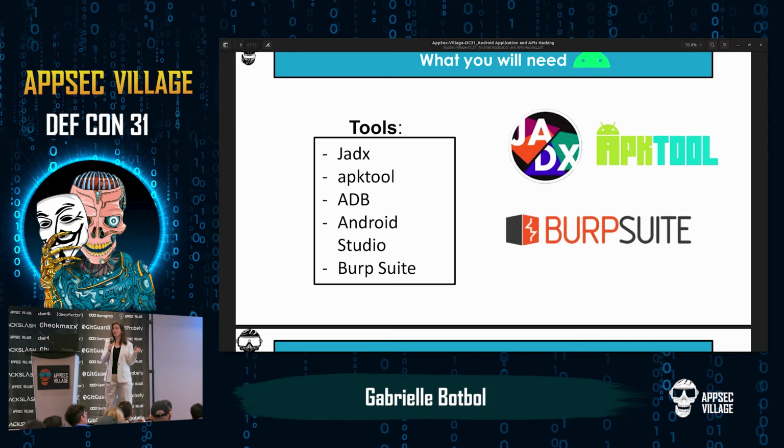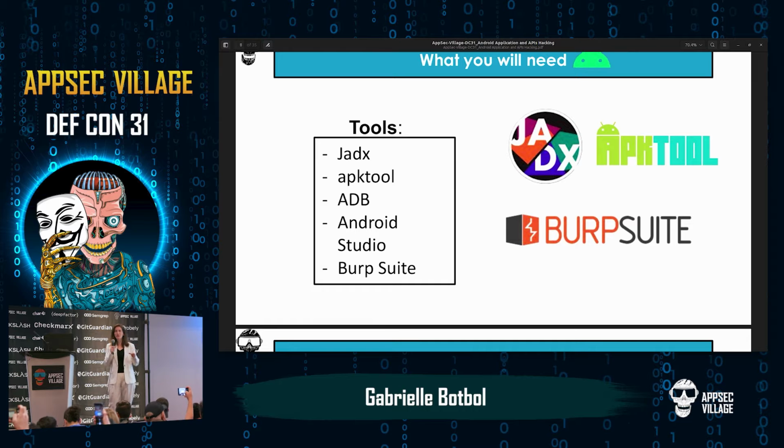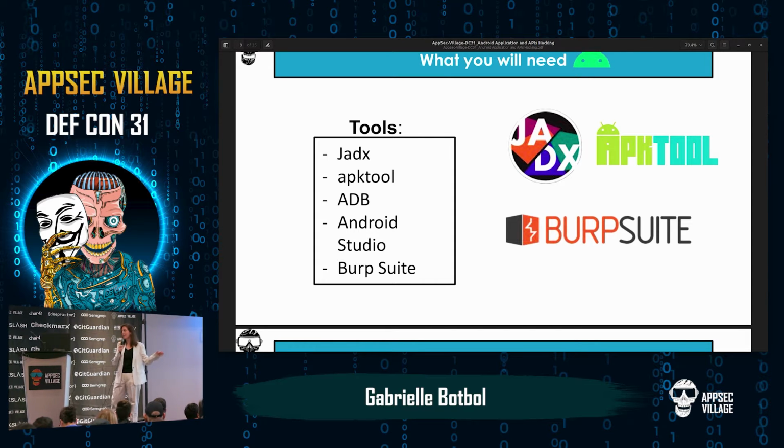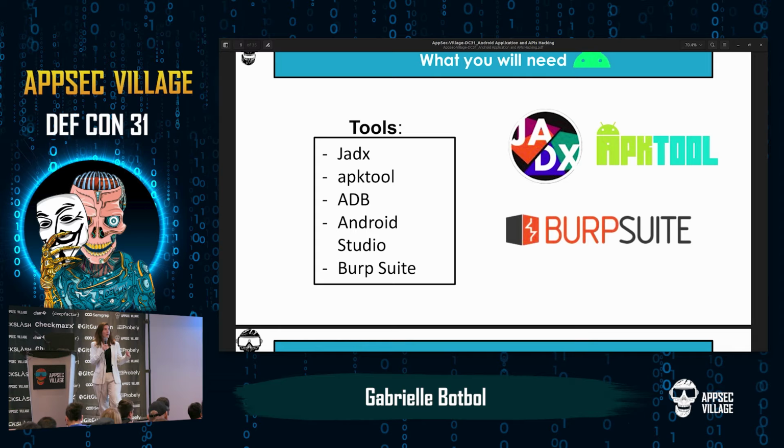JADX is going to be useful to decompile the code for analysis. You can also use APK tool, which I really like because it goes further than JADX. You can reverse engineer the APK, you can make modifications to the code, and then you can put it back into an APK file, which is pretty convenient. You can also use ADB, so you are going to be able to interact with the device or VM, and in our case, I'm going to show you the setup for a VM. And you have also Android Studio to create the VM. And you have Burp Suite to intercept the responses and the requests and to analyze the traffic.